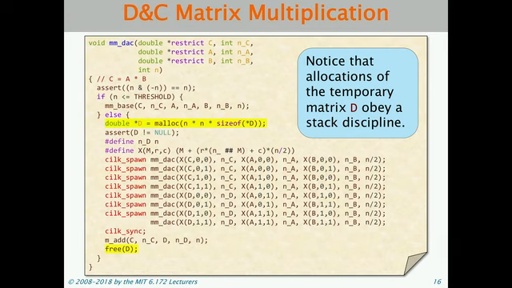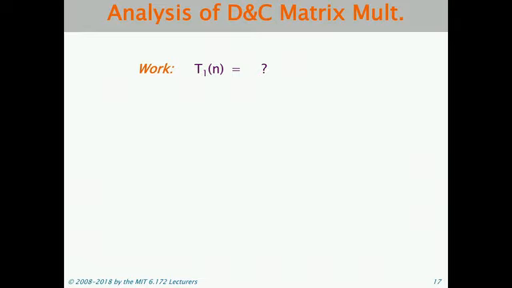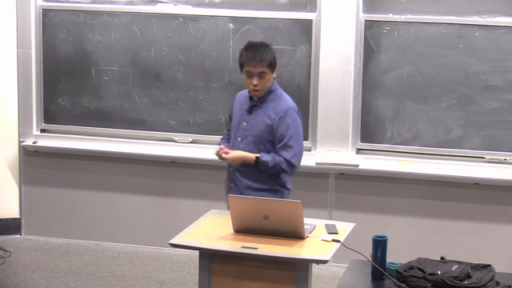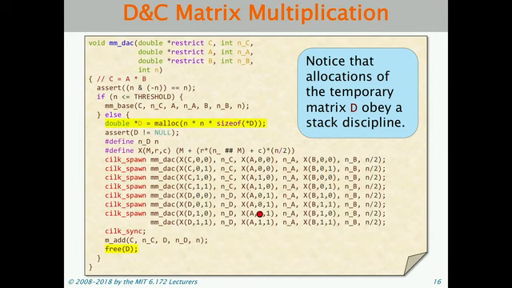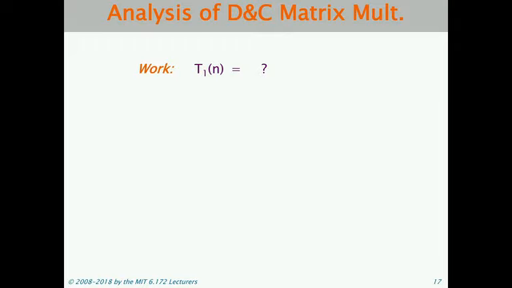So first, let's look at what the work and span are. So this is just going to be review. What's the work of this divide and conquer matrix multiply? So it's n cubed, because we have 8 subproblems of size n/2. And then we have to do quadratic work to add together the matrices. So our recurrence is going to be T1 of n equals 8 times T1 of n/2 plus order n squared. And that solves to order n cubed if you just pull out your master theorem card.